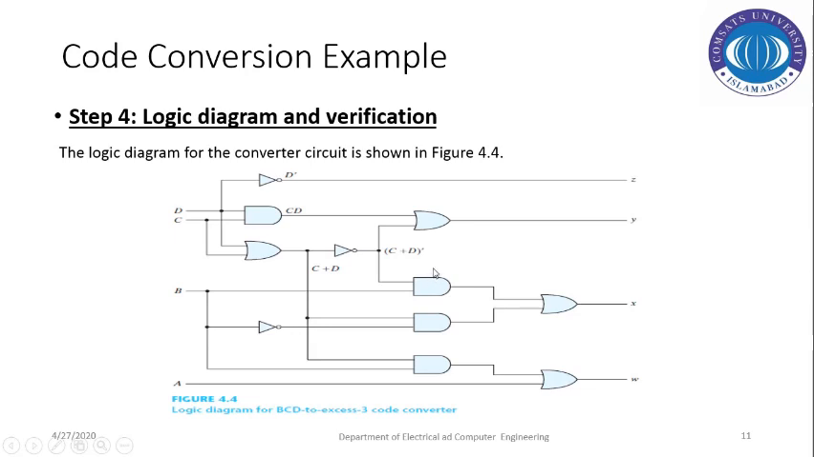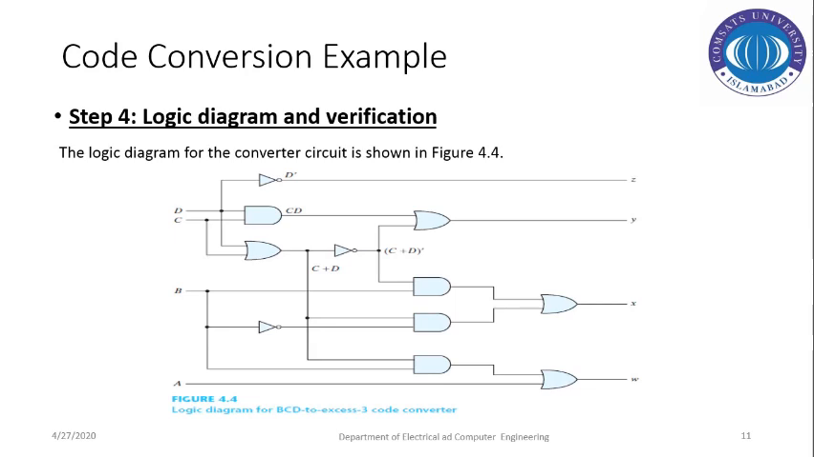How are we going to verify this logic diagram? At any time instant, just place the values of A, B, C and D, and process this diagram to generate the outputs W, X, Y and Z. If these outputs are the same as represented in the truth table, then this logic diagram is functioning correctly.